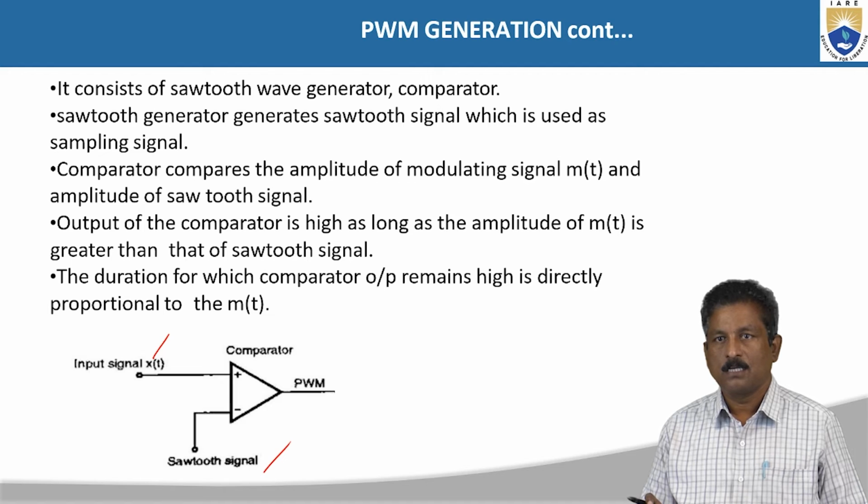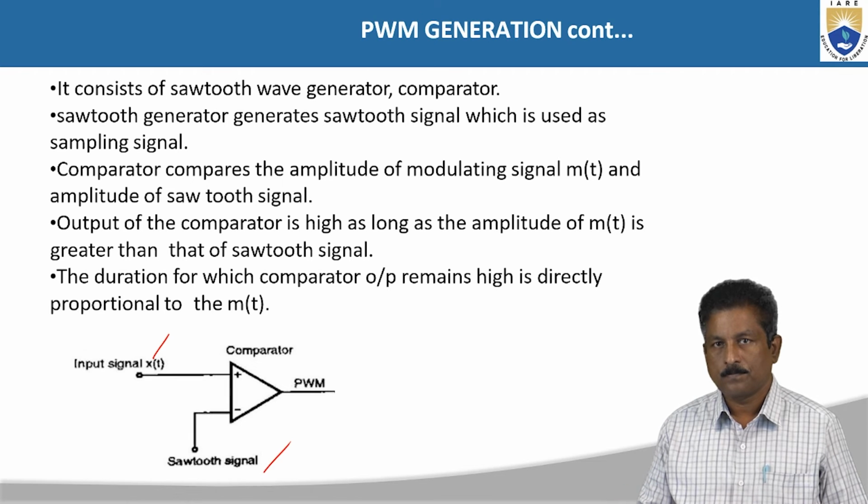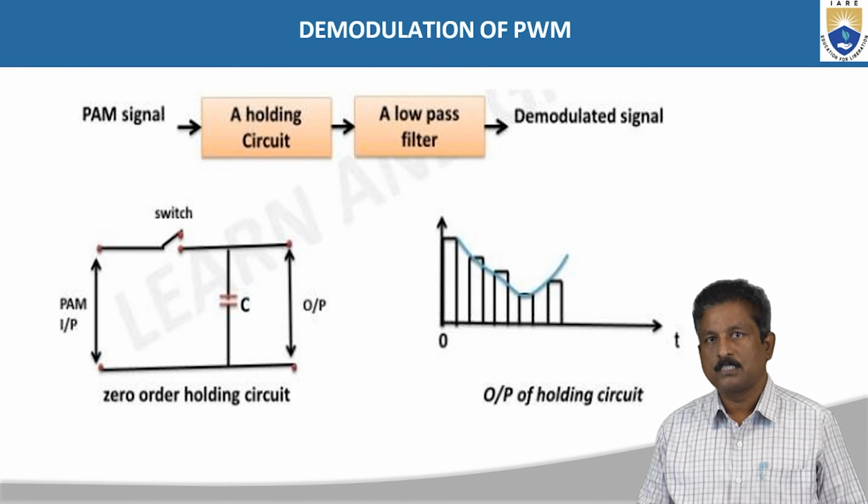So that is the main purpose of using the comparator, which is the op amp, to generate the PWM, pulse width modulation. You can see the diagram here.